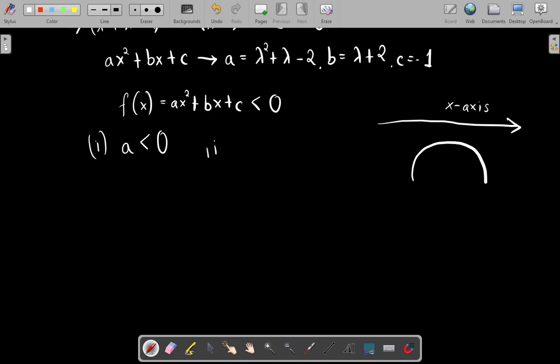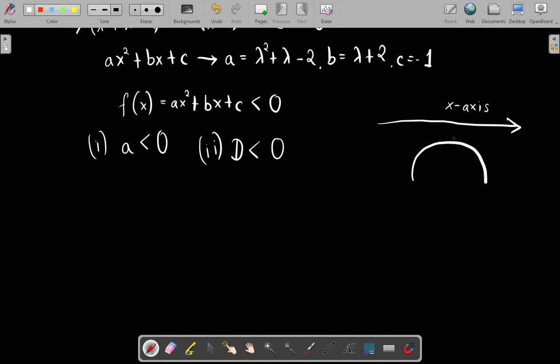The second case is that it does not touch the x-axis. If it touches the x-axis, this means there is a real root. Whenever it intersects with the x-axis, there is a real root. If it doesn't touch the x-axis, there are no real roots, that is, the discriminant D or delta is less than 0. That's why it is not intersecting with the x-axis. Whenever these two conditions are satisfied, the expression is always less than 0.